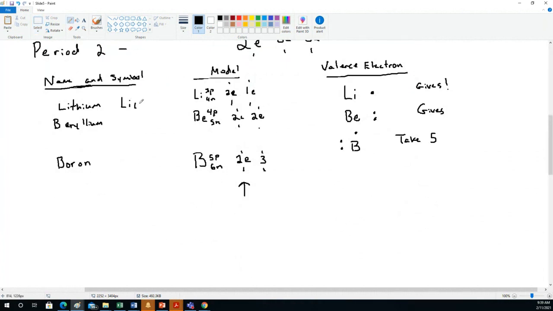I wanted to do the symbol here, so this is Li, solid. Beryllium is going to be Be, solid. Boron is just B. Okay, it's a solid. Next one we're going to do is carbon on period 2. It's a good old carbon, and it's C, solid.